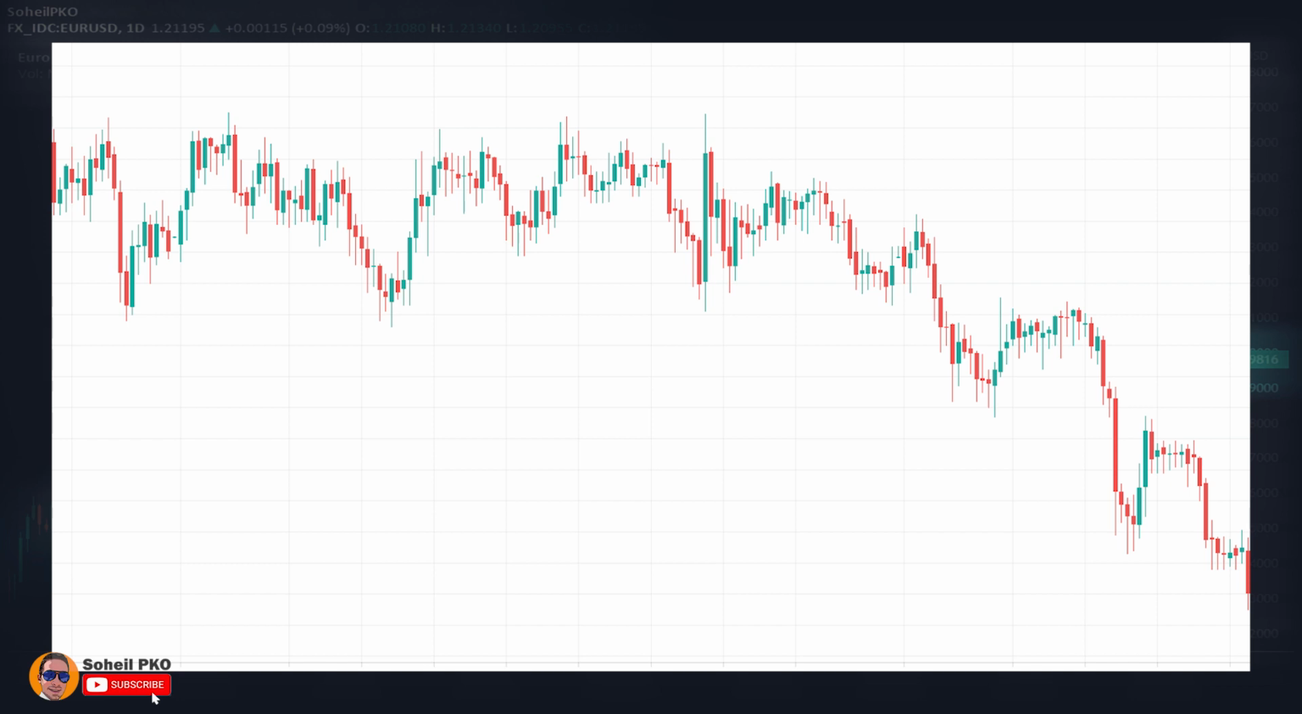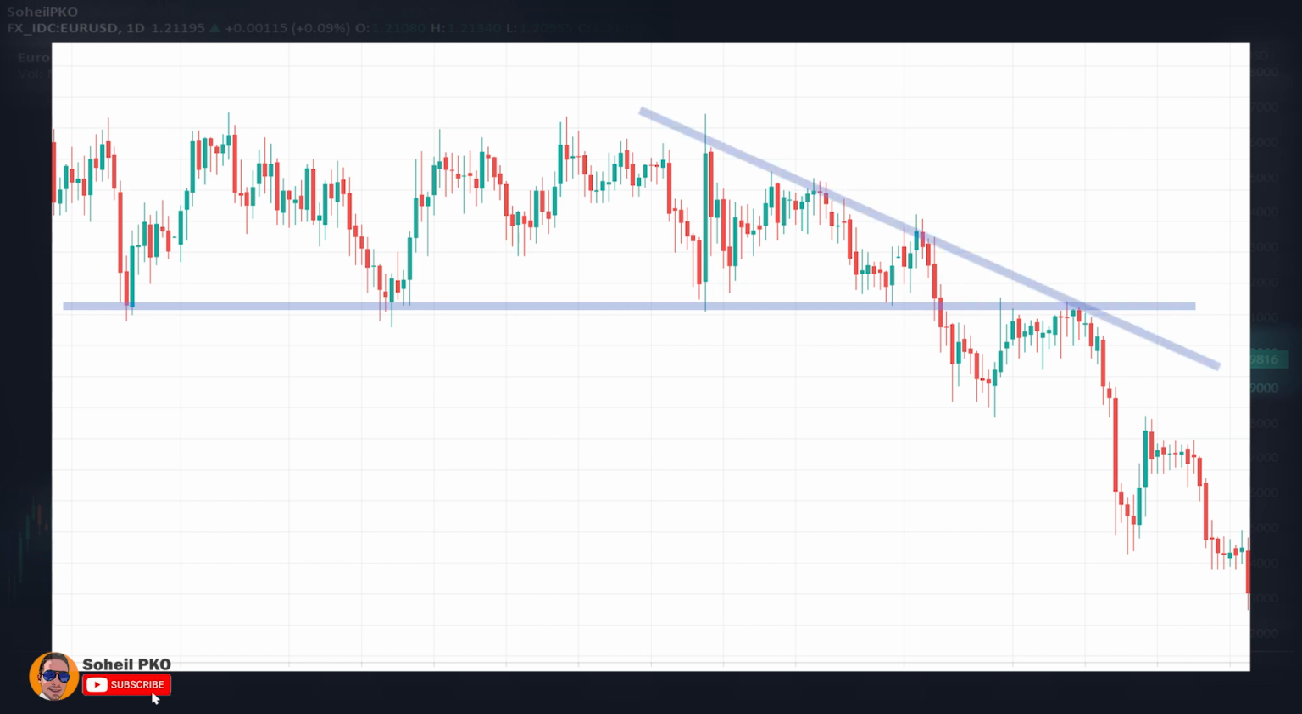For example, on this chart, you can see that we have a strong support level holding for a while. It's broken here and it changes role and becomes a resistance level. And on the other hand, a downtrend is forming, and this is our downtrend line, which is acting as a resistance level. And here at this area, we have confluence of the two resistance levels that makes it a very strong resistance zone.